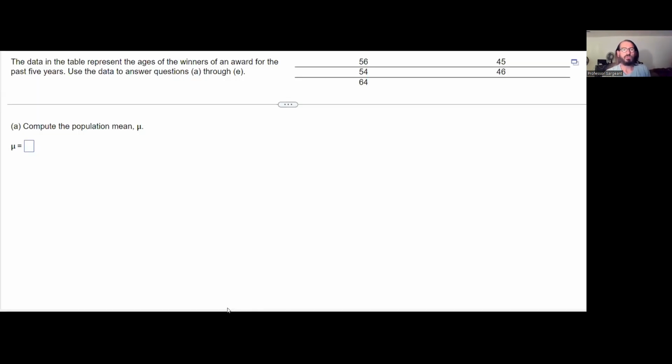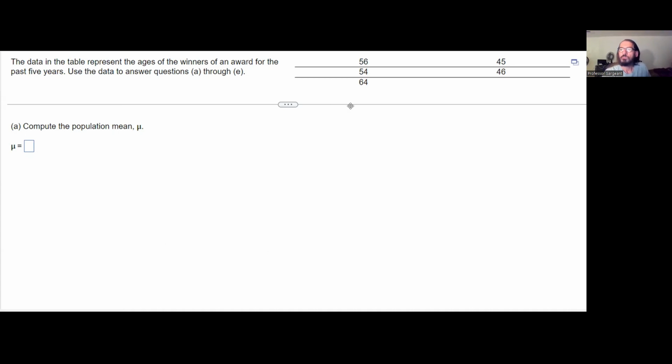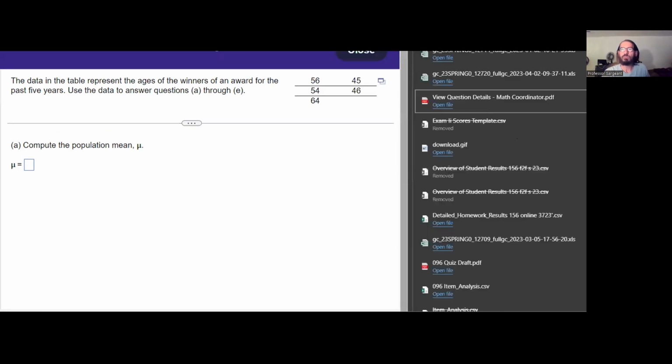Here's a third question. The data in the table represents the ages of the winners of an award for the past 5 years. We want the mean. All right, let's do this. I'm going to open this up in Excel to get that average.